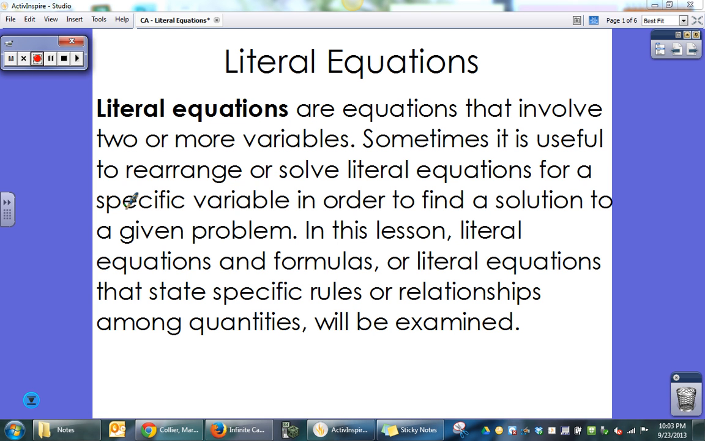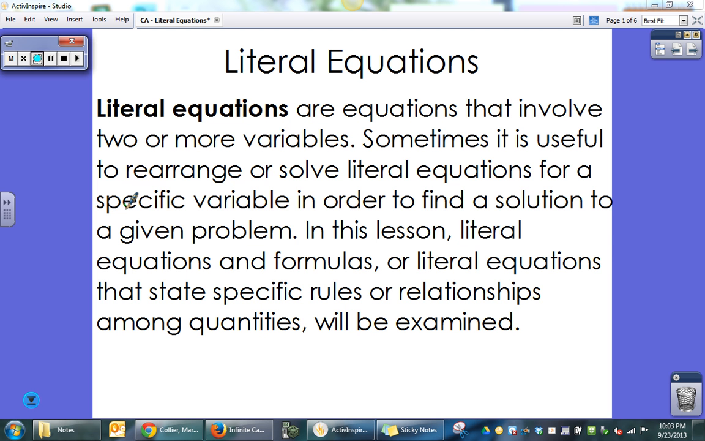In this video, we're going to talk about literal equations. Essentially, literal equations are those that involve two or more variables. One that we're really used to seeing is slope-intercept form. If we have y equals 2x plus 7, the equation contains both the variable y as well as the variable x.